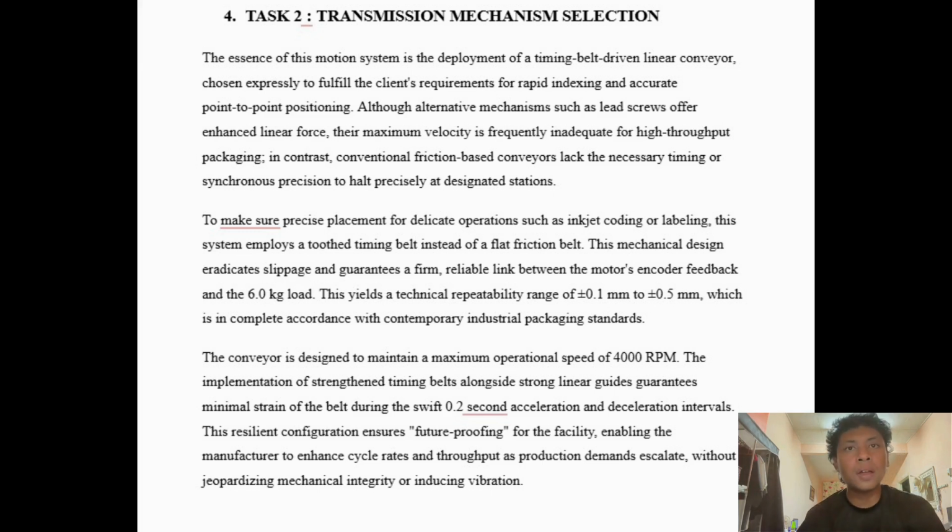So, the conveyor is designed to maintain a maximum operational speed of 4000 RPM. The implementation of a strong timing belt alongside strong linear guides guarantees minimal strain on the belt during the swift 0.2 second acceleration and deceleration intervals. These resilient configurations ensure future-proofing for the facility, enabling manufacturers to enhance cycle rates and throughput as production demands escalate, without jeopardizing mechanical integrity or inducing vibration.